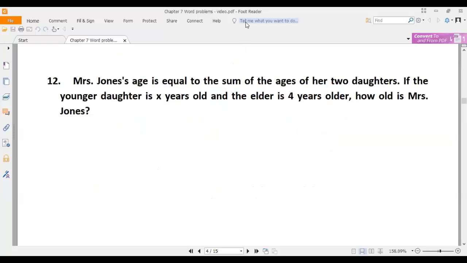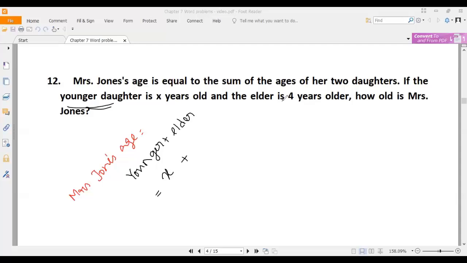Now, question number 12. Mrs. Jones' age is equal to the sum of the ages of her 2 daughters. Okay, fine. So what is Mrs. Jones' age? The sum of the ages of her 2 daughters. So, she has 2 daughters, younger daughter plus elder daughter. So, what will happen? Younger daughter is X years old. Fine.